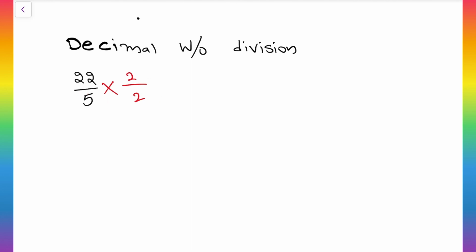If 5 square is there, you multiply and divide with 2 square. If 5 power 4 is there, you multiply and divide with 2 power 4. If 5 power 100 is there, you multiply and divide with 2 power 100. The same in reverse also. If 2 power 4 is there, you multiply and divide with 5 power 4. If 2 power 7 is there, you multiply and divide with 5 power 7. The same continues. So now 22 into 2, 44, divided by 5 into 2, 10. 44 by 10, 4.4. So the value of 22 by 5 is exactly equal to 4.4.